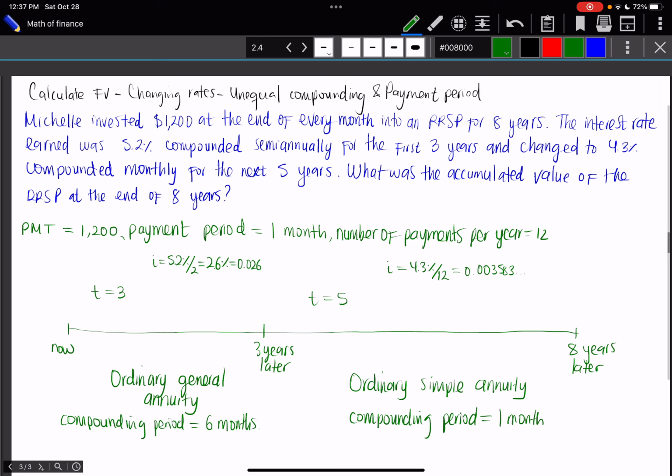Now, when we are working with an ordinary general annuity, we need to work with some extra variables. We need the number of compounding periods per payment period, because the compounding period is not equal to the payment period. And we need an equivalent periodic interest rate per payment period. We will get into those details shortly. Essentially, we use a formula for the variable C, the number of compounding periods per payment period, and then we get an equivalent periodic interest rate per payment period. So that will be a new I.